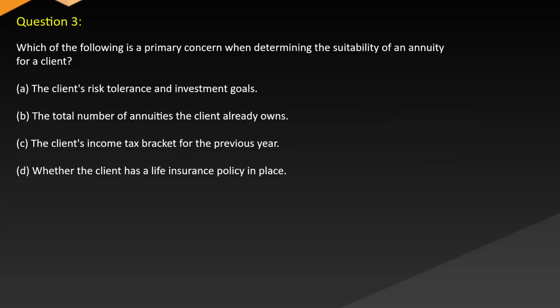Question 3. Which of the following is a primary concern when determining the suitability of an annuity for a client? A. The client's risk tolerance and investment goals. B. The total number of annuities the client already owns. C. The client's income tax bracket for the previous year. D. Whether the client has a life insurance policy in place.